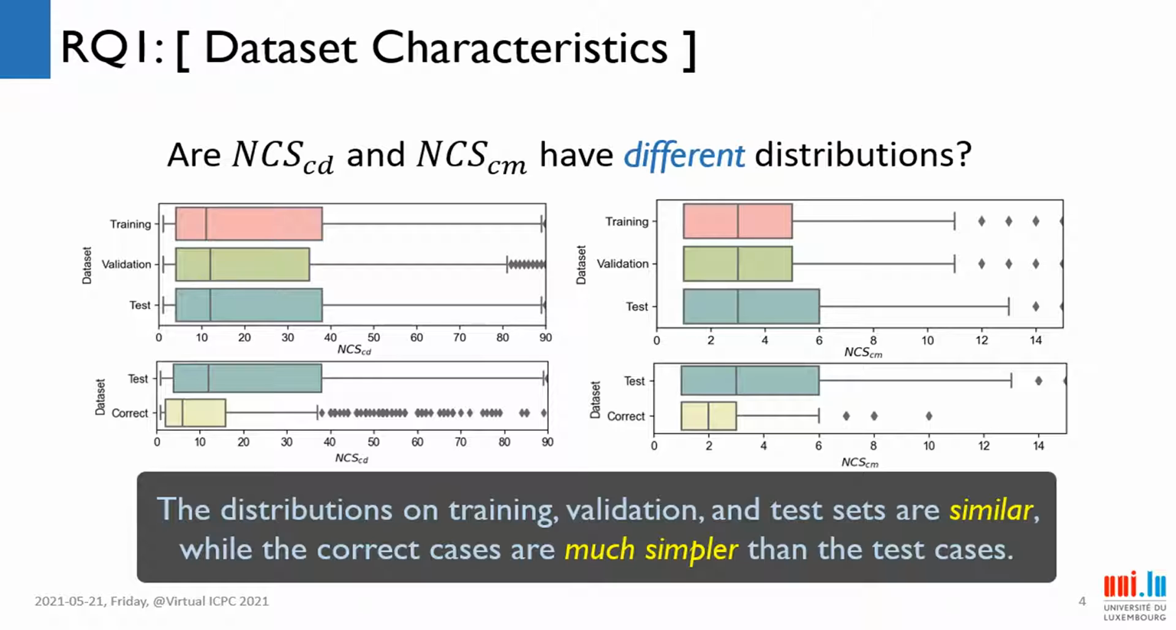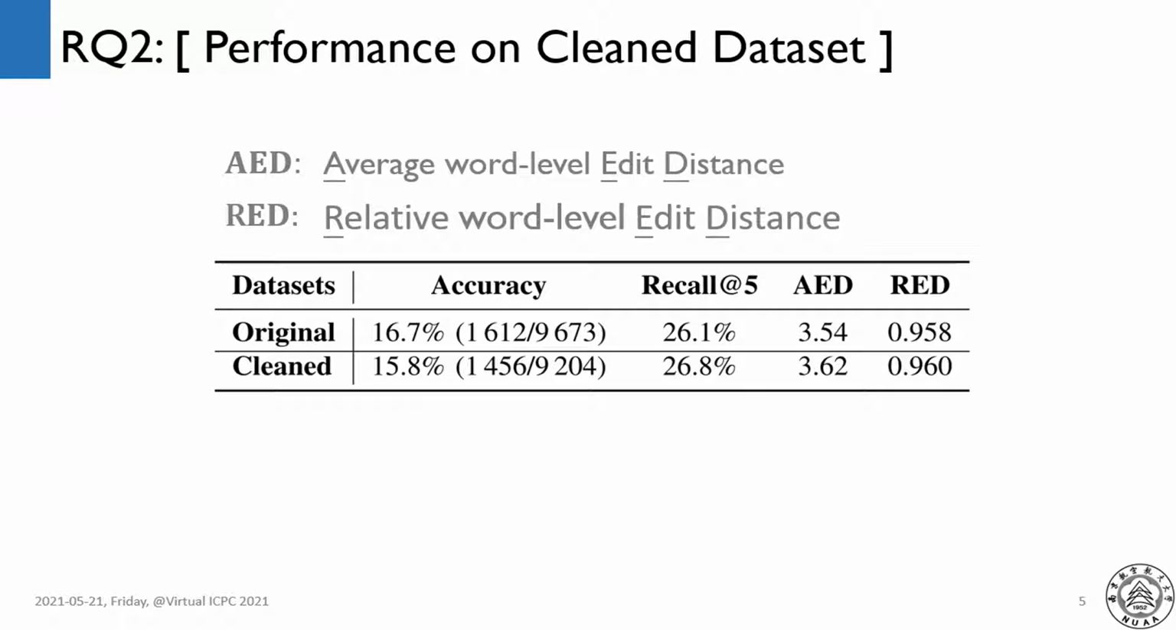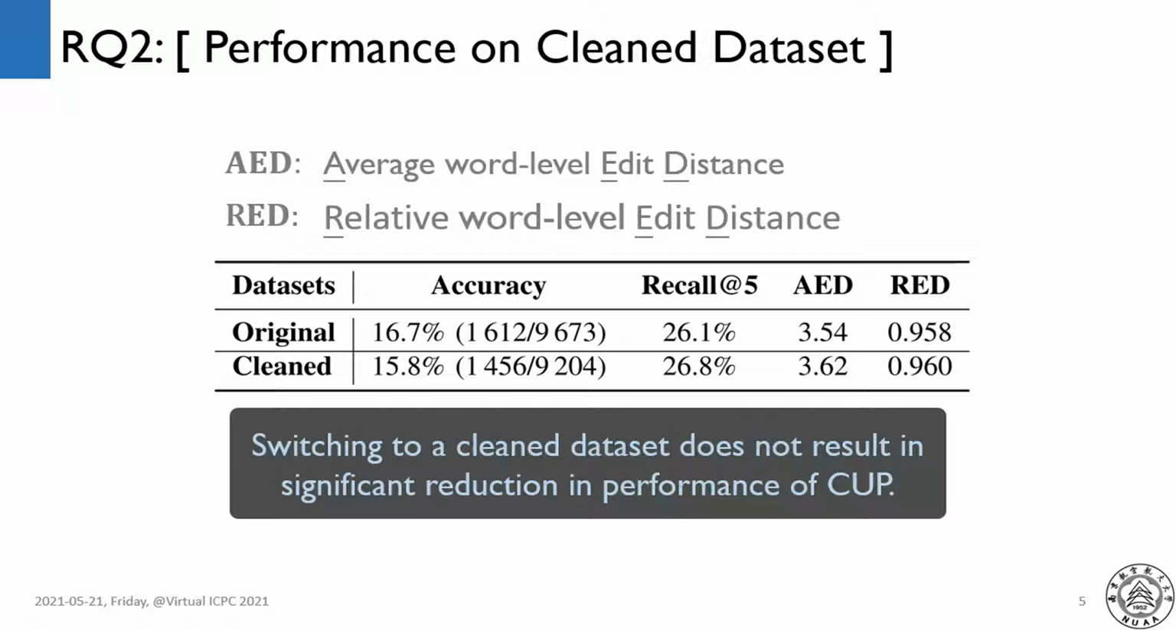than the test cases. Here is the research question to recap performance on the cleaned dataset. The authors of CUP defined two new indicators to evaluate the performance of CUP, which are AED and RED. We observe the performance of CUP on the cleaned dataset is comparable with that on the original dataset. The four values only experience minor changes. This result shows switching to a cleaned dataset does not result in a significant reduction in the performance of CUP.